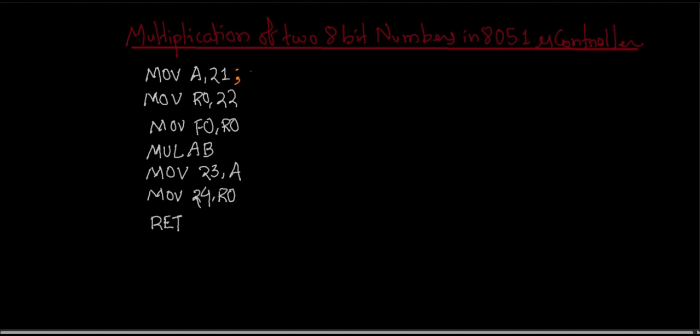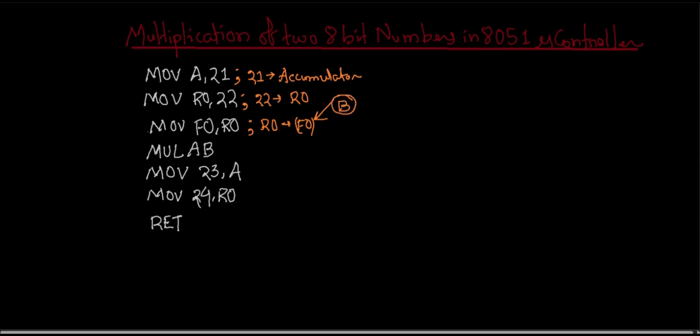So first this line will move the data content from the location 1 to the accumulator. This will move the data from the location 2 to the register R0. This line will move the data from the register R0 to the F0, and let me tell you, this F0 means the register B.